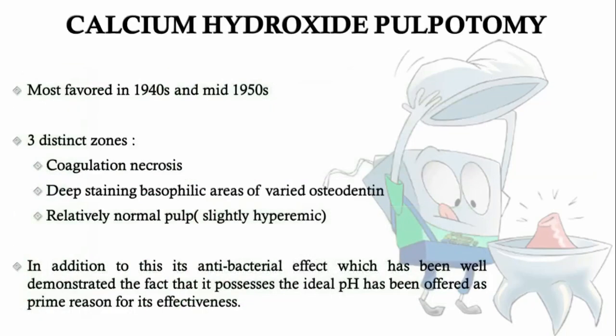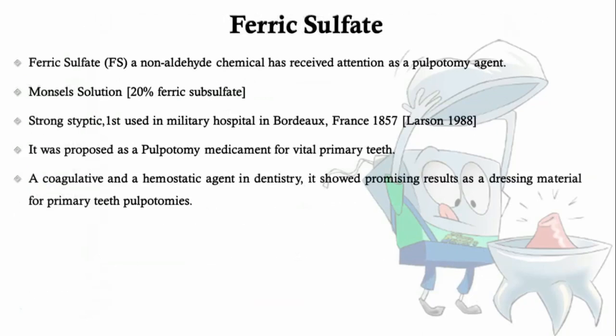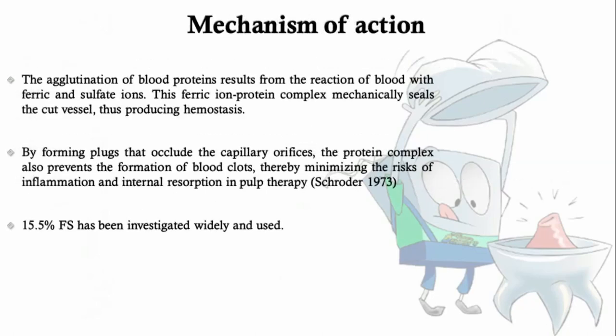The next agent is calcium hydroxide. This calcium hydroxide has an antibacterial effect, as well as an ideal pH, which has been offered as a prime reason for its effectiveness. The next is ferric sulfate. It is a non-aldehyde chemical which has received attention as a pulpotomy agent. It was proposed as a pulpotomy medicament for vital primary teeth, a coagulative and a hemostatic agent in dentistry. It showed promising results as a dressing material for the primary teeth pulpotomies.